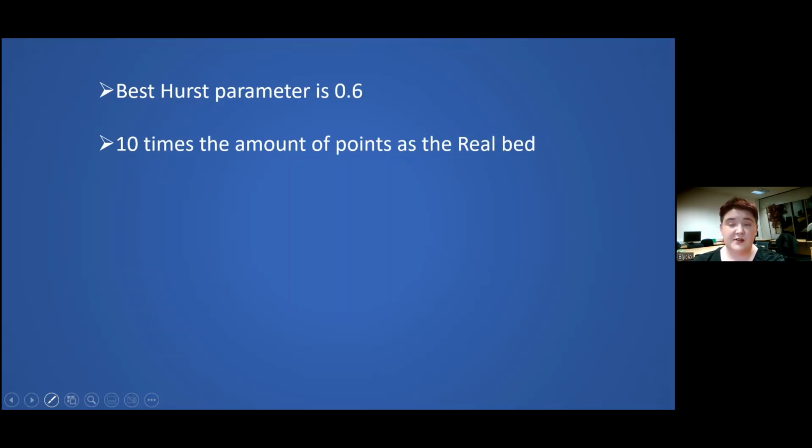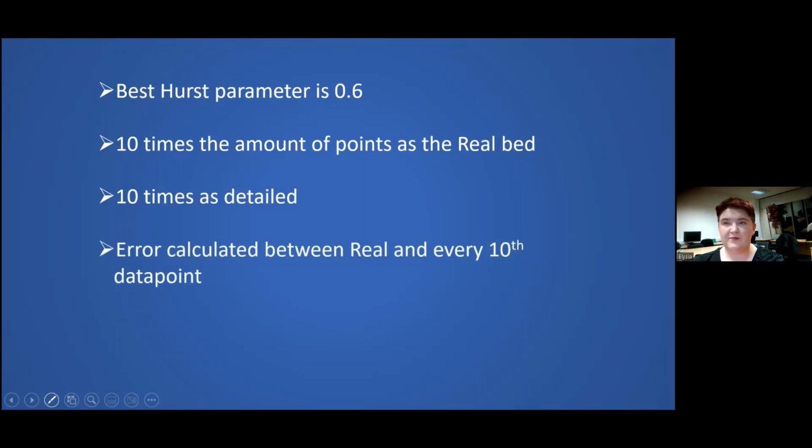I decided to begin by generating a bed 10 times more detailed, so my early stage brute force method could cope with this. I calculated the error between the real and generated beds for every 10th point of the generated bed. And if it exceeded a certain threshold, the program would loop back to the beginning and generate a new bed, and so on until eventually a bed was left which satisfied the criteria of being below a certain percentage difference from the real bed. This is a brute force technique, which again is not very efficient.